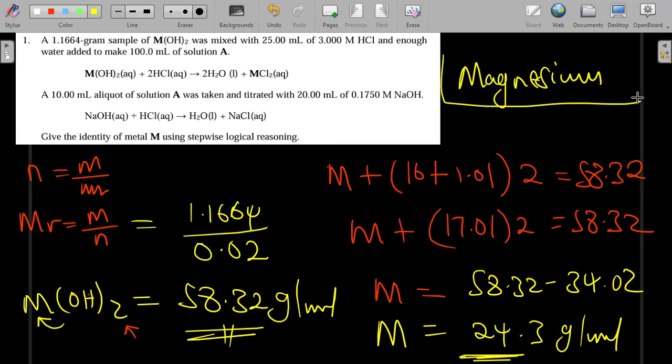Okay, so that's how we can use the back titration to identify the metal M. Right, so we are done.